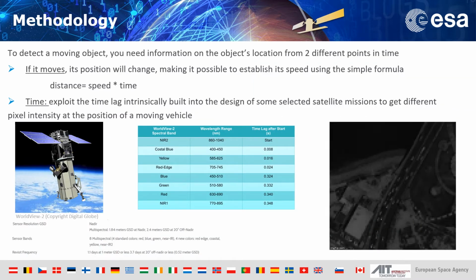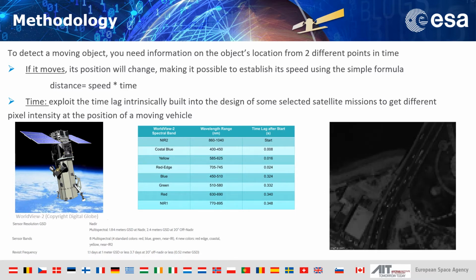Our methodology is built around a simple formula: distance is speed multiplied by time. If you want to detect a moving object, you need information on the object location from two different points in time. If it moves, its position will change, and then it's possible to establish its speed using this particular formula.